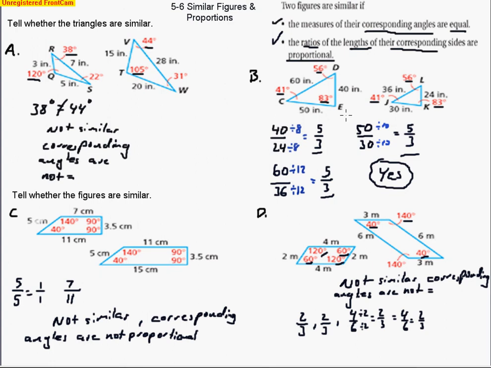So again, you look for the angles first. That'll eliminate that portion of it. And then if all the angles are the same, then go to the corresponding sides and see if those are proportional. So just write down the fraction, write down the ratio, and reduce it like I did on letter B here to see if they equal.